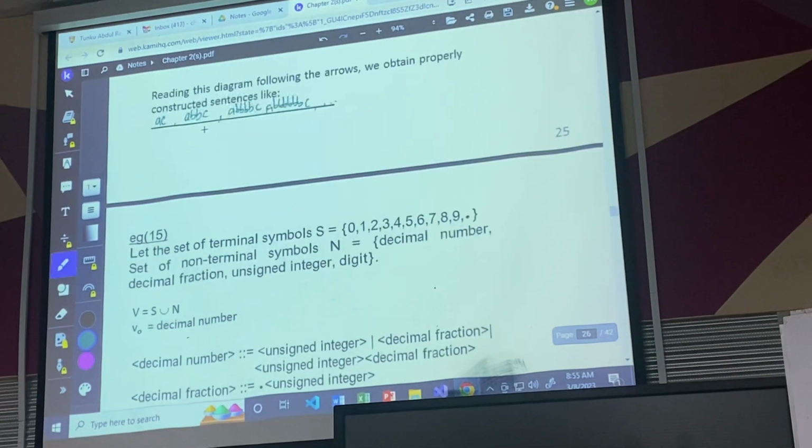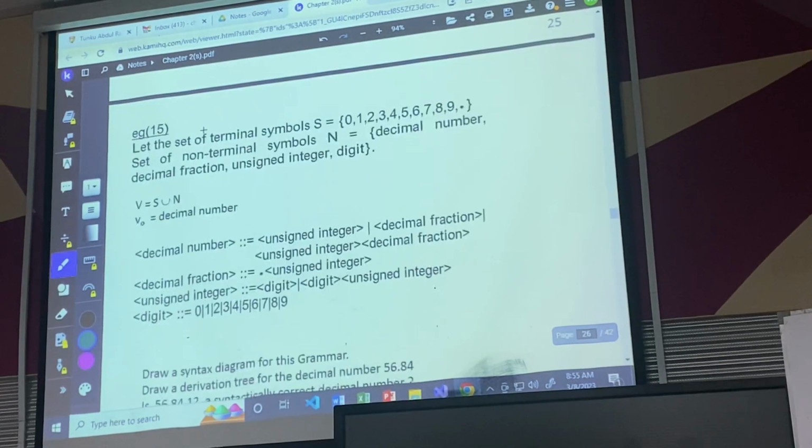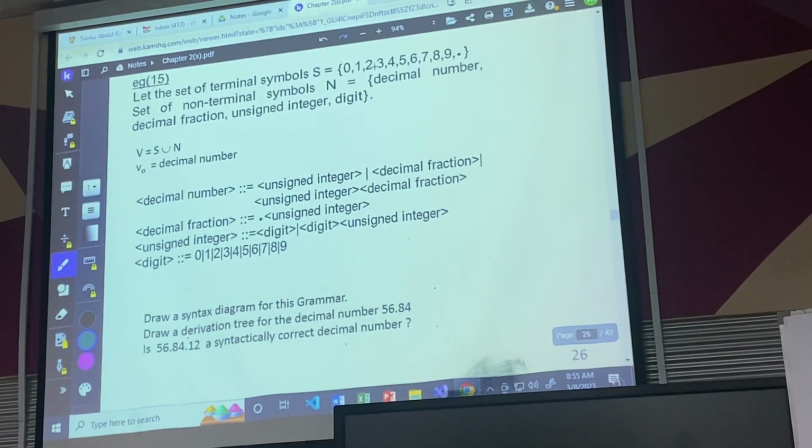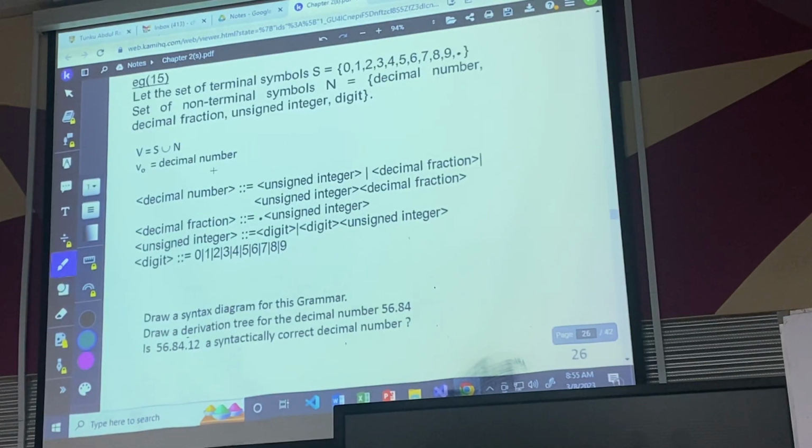Okay, another example for the master diagram. You have all these substitutions where the terminal symbols come from 0 to 9 and include this decimal point. The last one is the decimal point. And then the non-terminals, you have all the words here: decimal number, decimal fraction, unsigned integer, and digit. So for the starting point, we have the decimal number. V0 is the starting point. And these are all the substitutions for each of them.